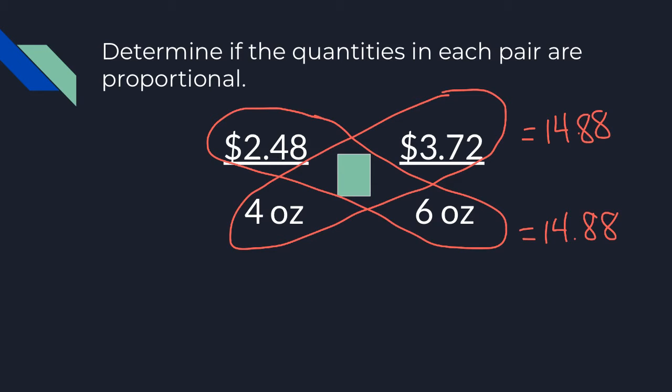All right, so here's what I came up with. My first cross product here, when I multiplied, I got 14.88. My second cross product here, when I multiplied, I got 14.88. So these are equal to each other. They are a proportion.